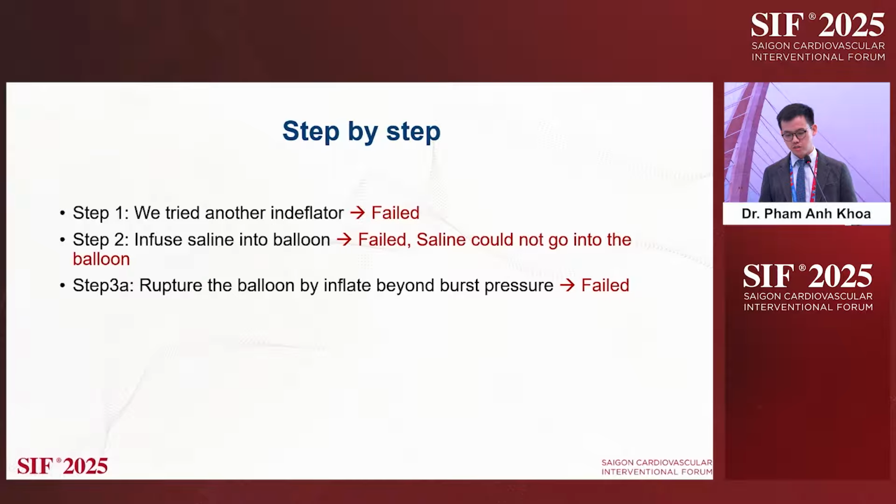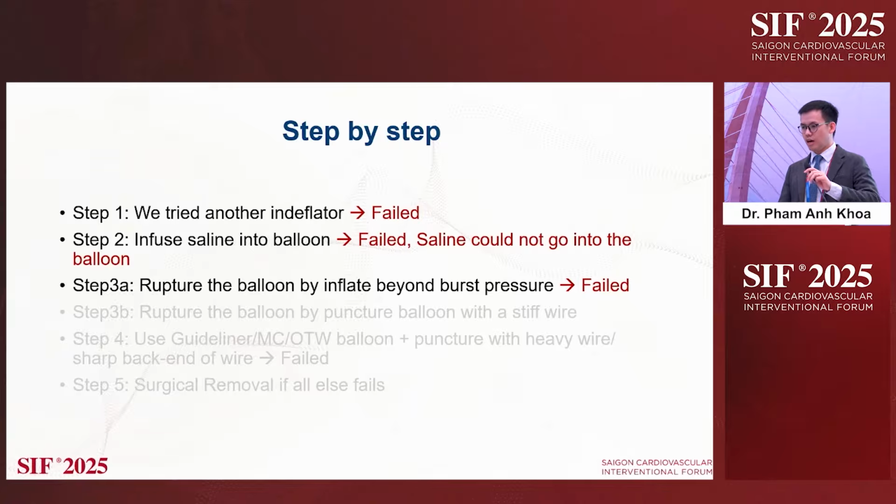So I used step 3, rupture the balloon by inflation beyond burst pressure. I tried to go up, but even as the pressure number went up, the balloon didn't do anything. So how high did you go with the pressure? The pressure is 30. I went to 28, 30, but it didn't work. Yeah. I think the pressure cannot go into the balloon, for sure. Yeah. Okay.